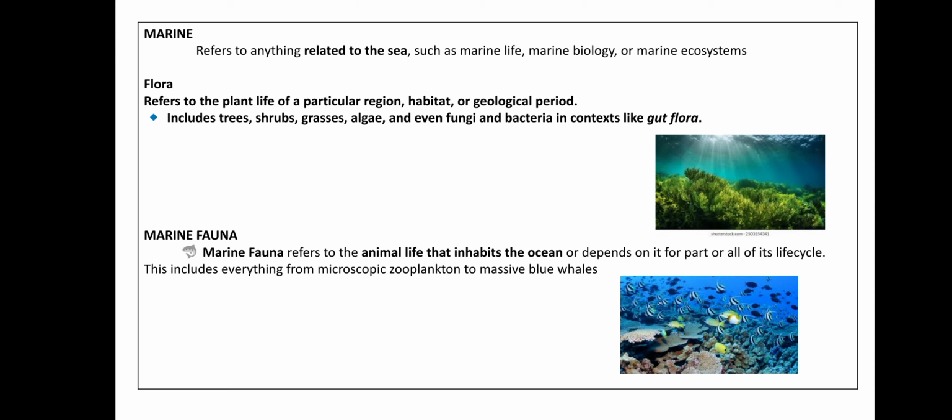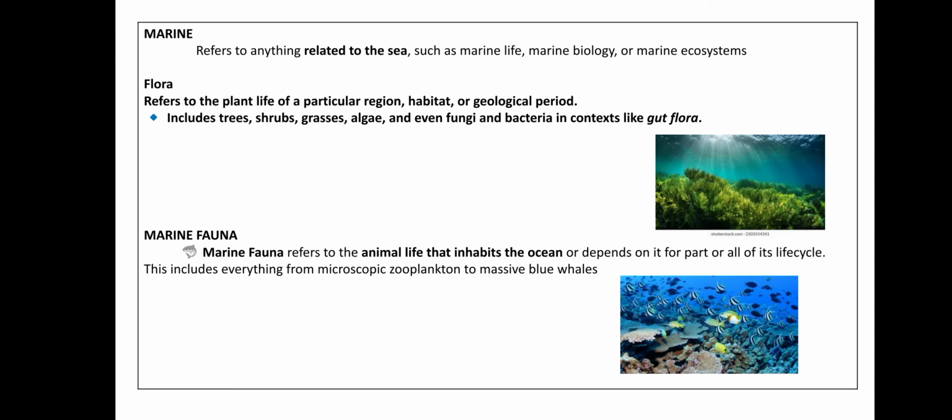Now, what is marine? Marine refers to anything related to the sea, such as marine life, marine biology, or marine ecosystem. जो भी चीज समुद्र से जुड़ी हुई हो, उन सब चीजों को मराइन कहा जाता है, चाहे मराइन फ्लोरा हो, चाहे मराइन fauna हो. Flora refers to the plant life of a particular region, habitat or geological period. Flora means plant. It includes trees, shrubs, grasses, algae, and even fungi and bacteria, in contexts like gut flora.